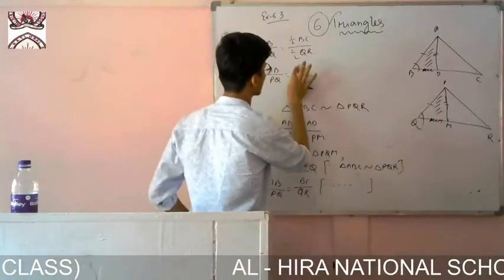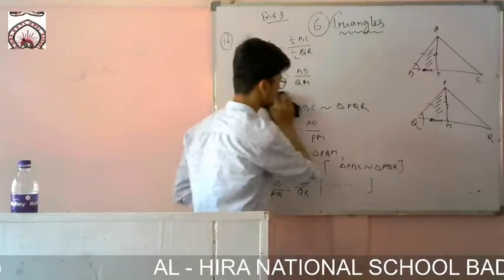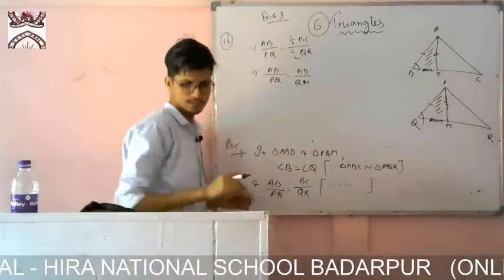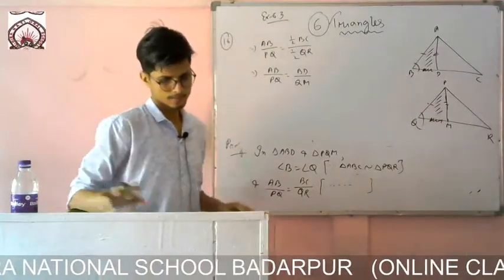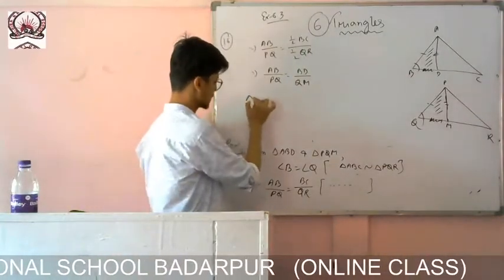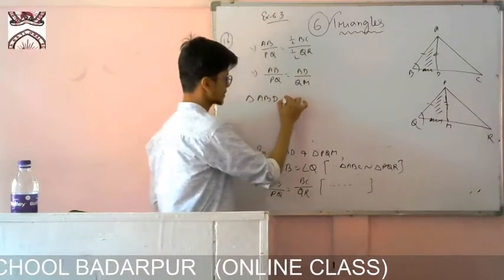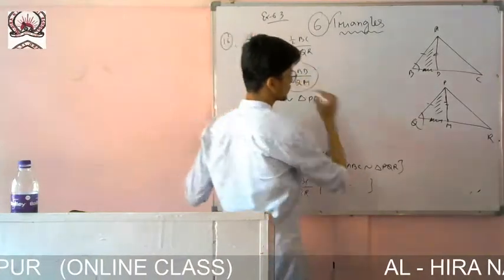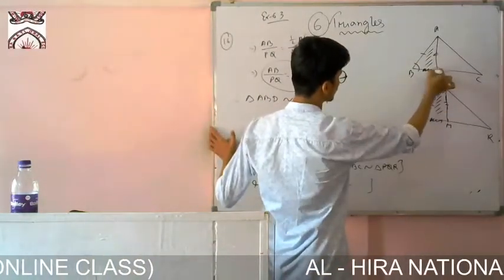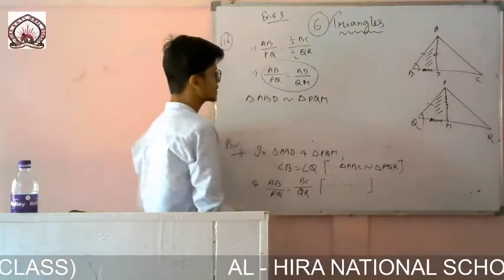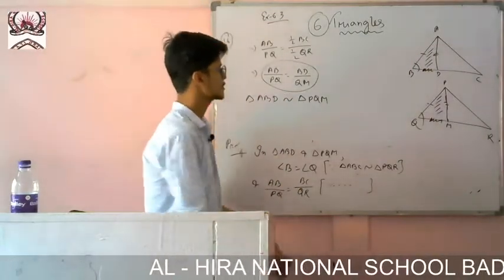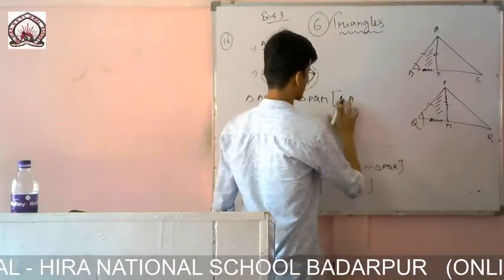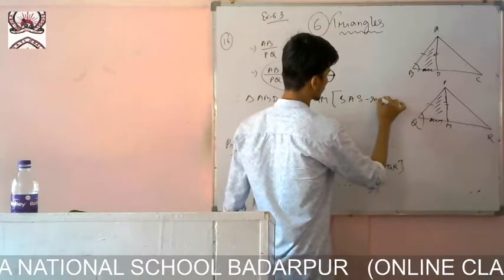Sorry, wait, after that only one or two lines are left. So AB by PQ, so I can say that these two triangles are similar. So triangle ABD is similar to triangle PQM. How can I say similar? Because the ratio of this side to this side equals the ratio of these two sides, and one angle is also equal. So one angle and two sides, so the similarity criterion will be side-angle-side similarity.